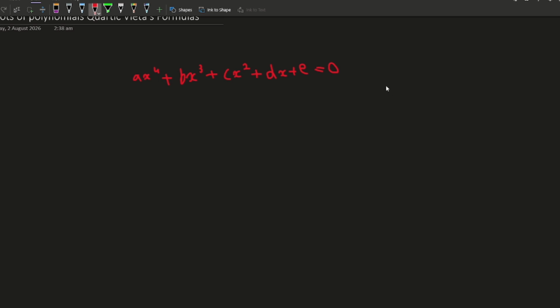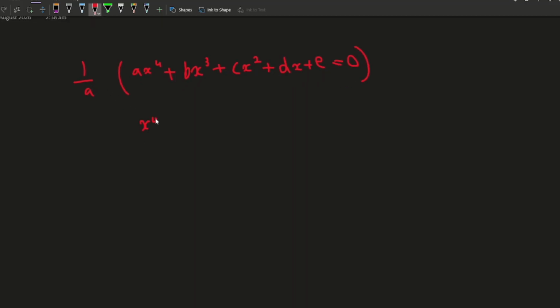Okay, so let's eliminate a, because the coefficient of the highest degree is... not always 1, we usually write it so that it's 1. So let's divide the whole equation by a. Now our new equation is x to the power of 4 plus b over a x cubed plus c over a x squared plus d over a x plus e over a equals 0.